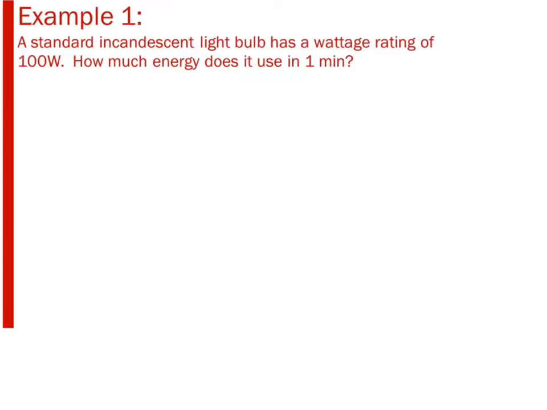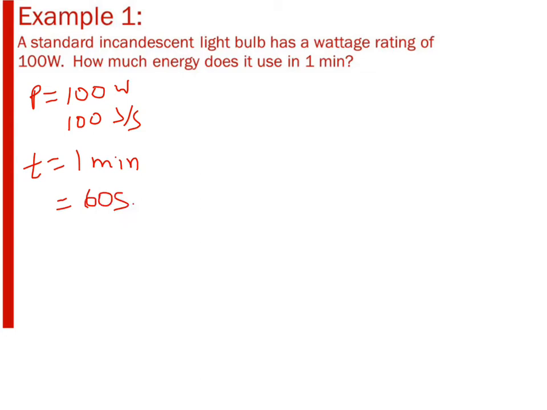So in this example here, we have a standard incandescent light bulb with a wattage rating of 100 watts. So that is our power, and that means that we can also replace it with joules per second. And we have our time, we have 1 minute. 1 minute is 60 seconds. So here's our formula.